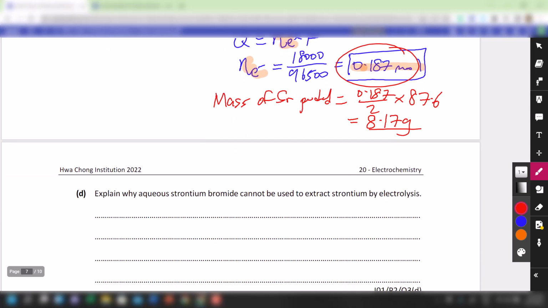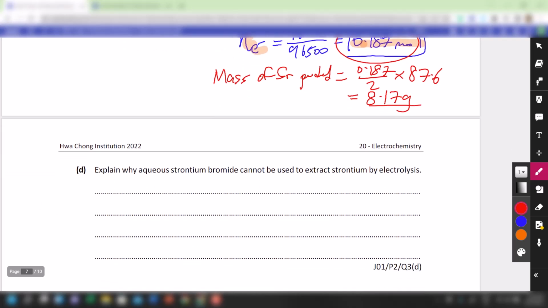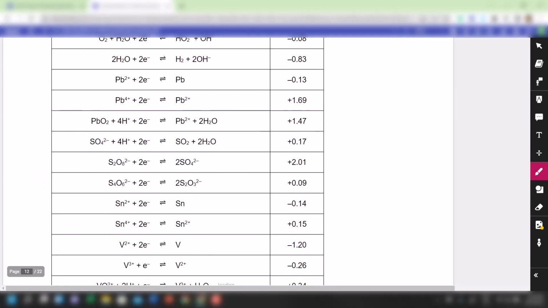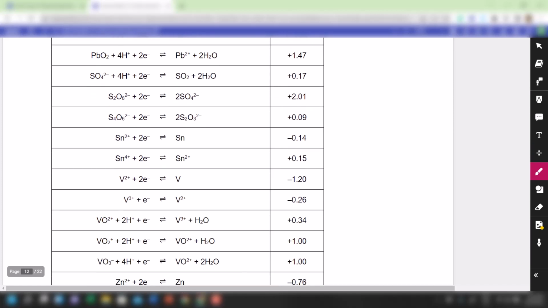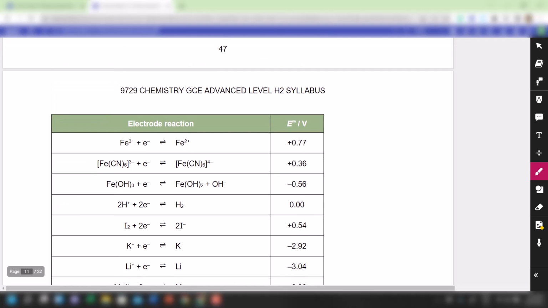Then we'll move on to part D. We are asked to explain why aqueous strontium bromide cannot be used to extract strontium by electrolysis. To answer this, we have to take a peek at the standard reduction potential values. If you take a look at the standard reduction potential values, you notice that the reduction potential value of strontium is not found. Does that mean that we can't do this question? No, we can use the values of calcium and barium as an approximation.